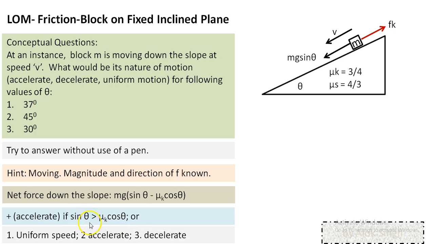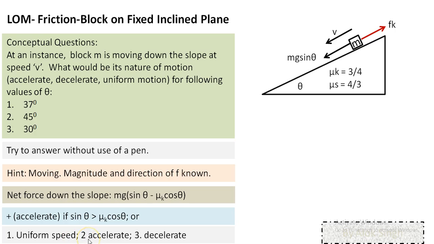So if we compare, or in other words we can say, it accelerates when tan theta is greater than mu k, which is equal to 3 by 4. First case, what is the value of tan theta? First case, when theta is 37 degrees, tan theta is equal to mu k. Hence, it will have a uniform speed.